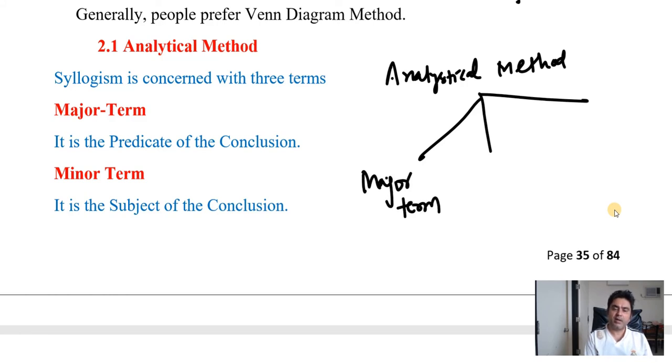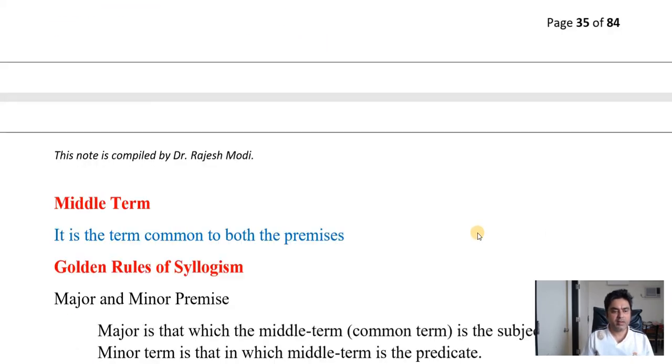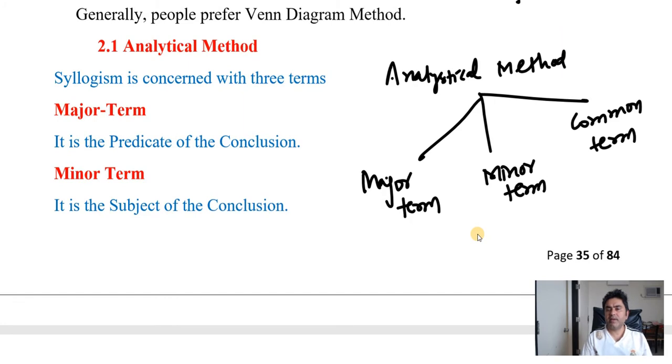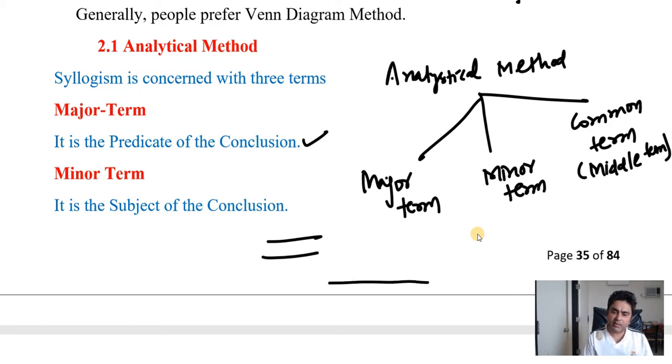And the predicate, for example, all Sardarji are good. Now Sardarji is the subject and good is the predicate. So this predicate is the major term. The subject, Sardarji, is the minor term.